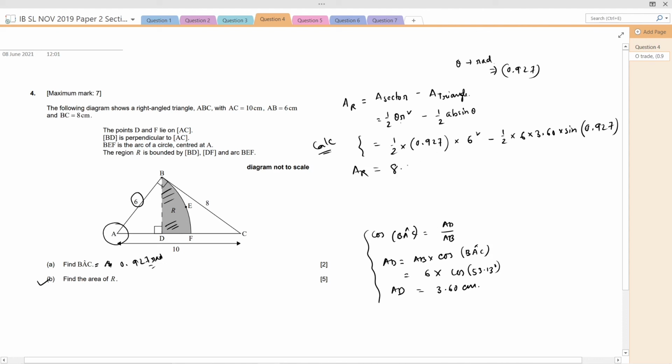So this is the value of the area of the shaded region. Just we have deducted the area of the sector minus the area of the triangle, and we have found the area of the shaded region.